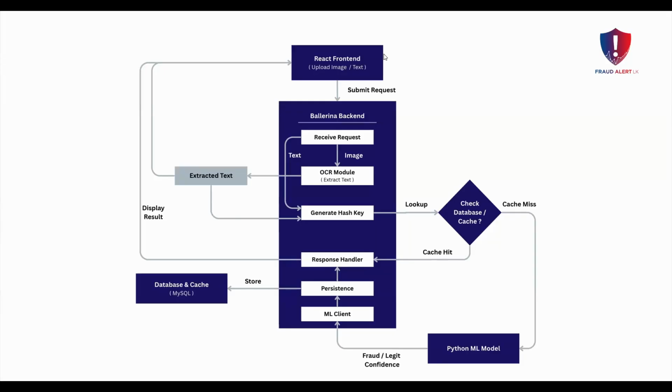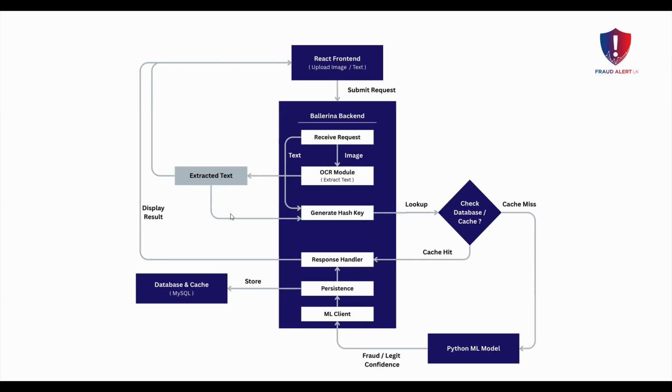This diagram shows how our system processes a job advertisement from the moment it's uploaded until the result is displayed to the user. The process starts at the React frontend, where the user uploads either text or an image of a job post. This request is then submitted to the backend. The Ballerina backend receives the request. If it is plain text, it moves directly to the next step. If the input is an image, it passes through the OCR model, which extracts the text.